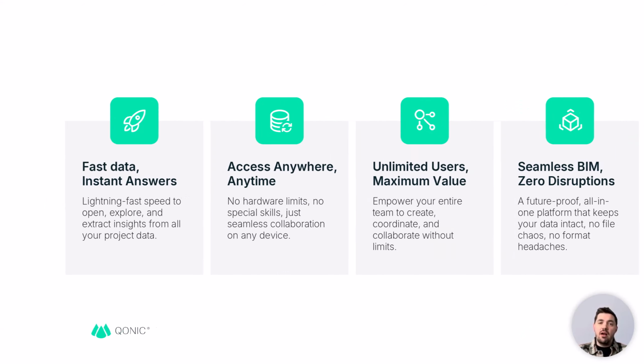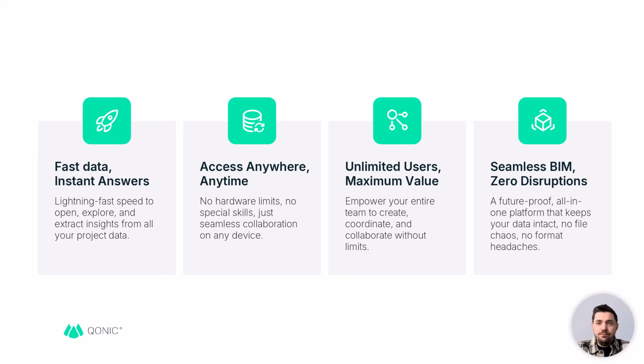So let me explain a little bit more about those core principles. Firstly, fast data, instant answers. One of the absolute key principles of Qonic is its performance. Lightning fast performance to allow you to open information, explore, extract insights, and we're not just talking about one model, but every single model. And that incredible performance shouldn't require the most intense desktop computer costing thousands and thousands of pounds. In fact, one of the second principles is the ability to access anywhere at any time.